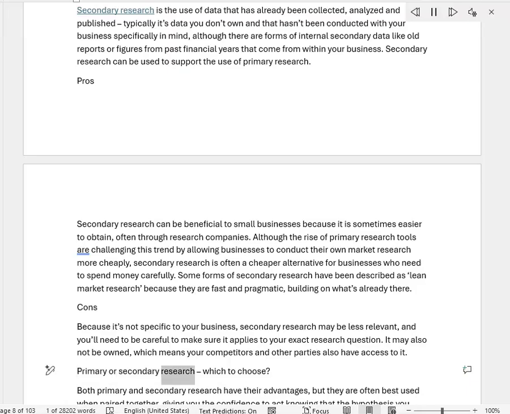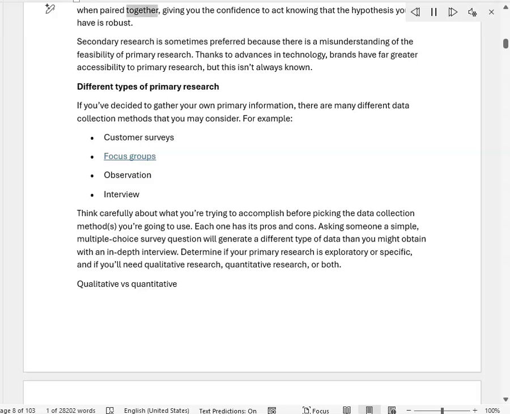Primary or secondary research, which to choose? Both primary and secondary research have their advantages, but they are often best used when paired together, giving you the confidence to act knowing that the hypothesis you have is robust. Secondary research is sometimes preferred because there is a misunderstanding of the feasibility of primary research. Thanks to advances in technology, brands have far greater accessibility to primary research, but this isn't always known.